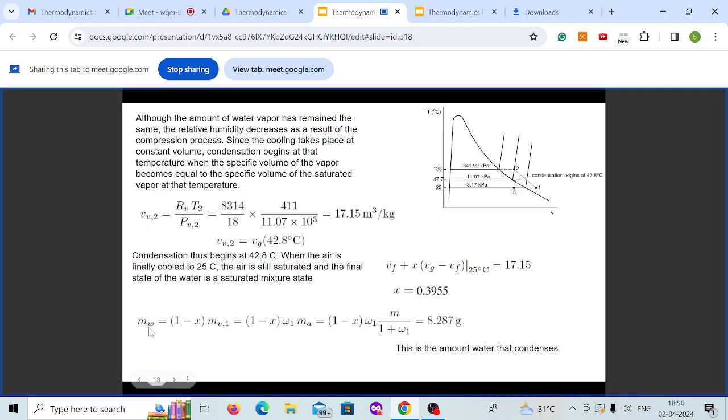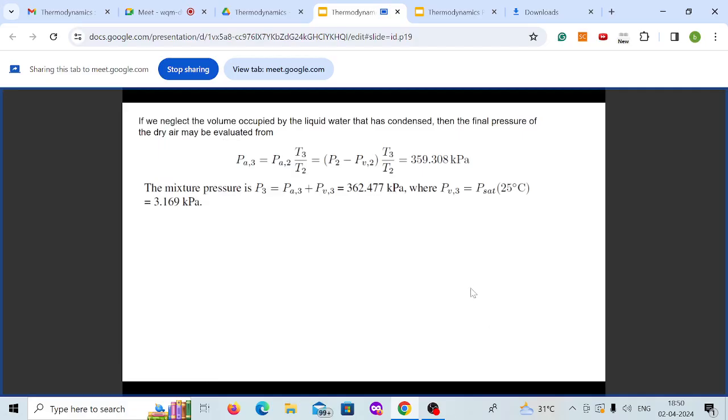Using this we found the mass of water which has condensed. That mass is 8.28 grams, and then we needed to find the final pressure. We said it is a constant volume process, so P by T is constant. So we know the water vapor pressure at both points. At state 2 we know the temperatures, so we can find the dry air pressure at state 3.